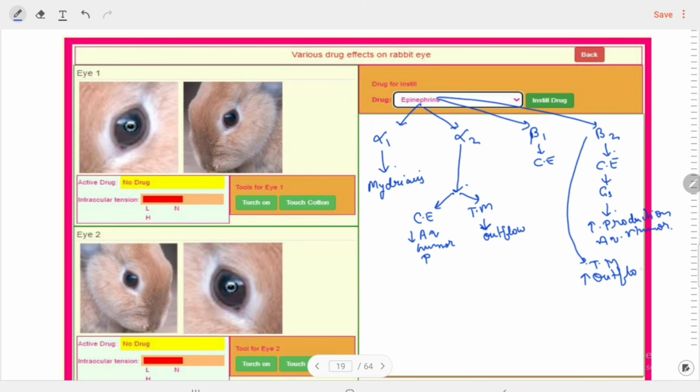Because of the activation of the calcium channel, it will lead to the increased outflow of the aqueous humor. So the beta will increase the production of the aqueous humor, and it will also increase the outflow. Alpha will decrease the production of the aqueous humor, and it will decrease the outflow also. The main thing here that predominates is the alpha 2.